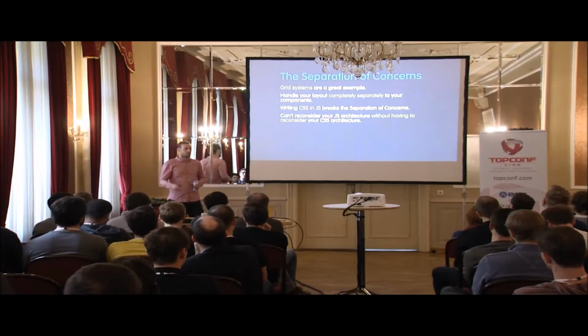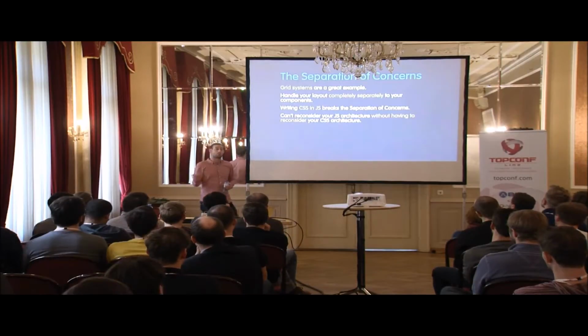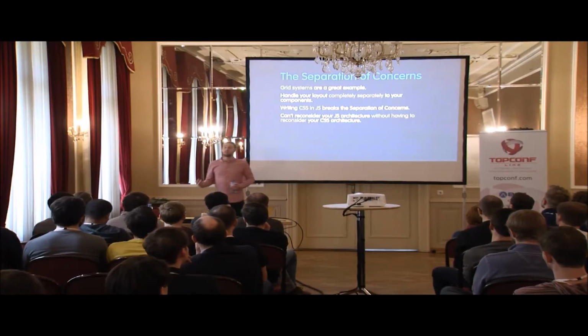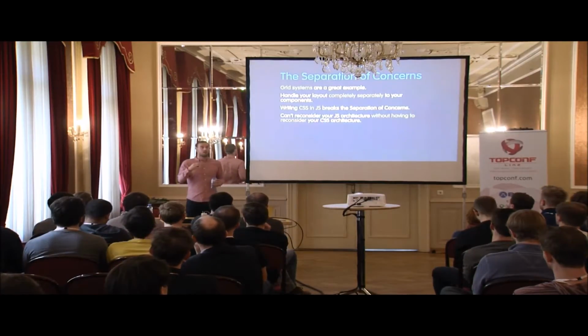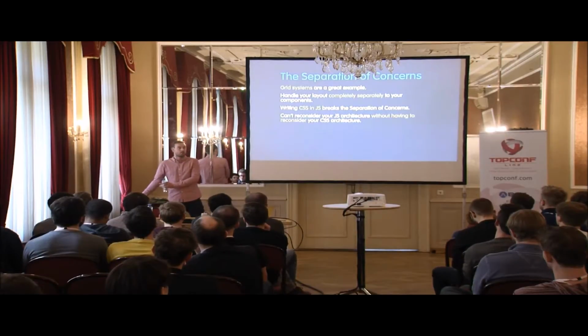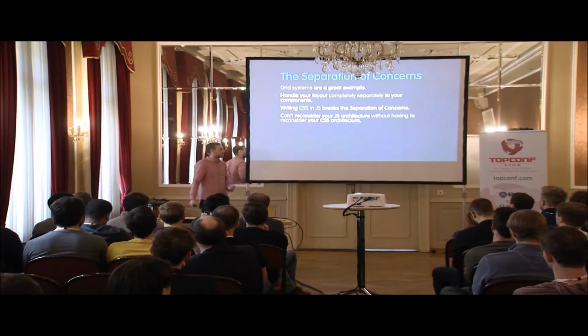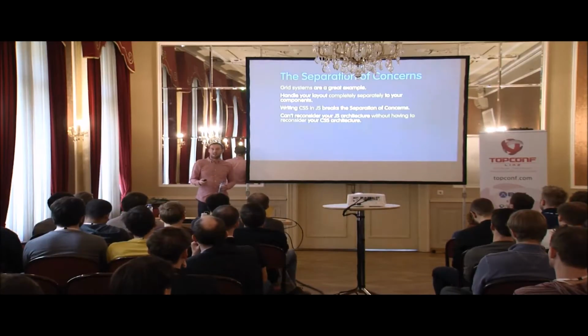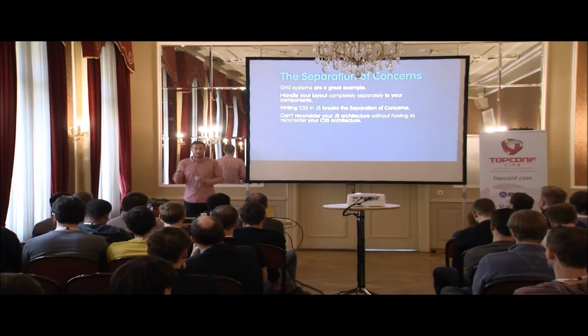Quite a hot topic at the moment is writing CSS in JS. That actually breaks the separation of concerns. The reason we invented CSS is to get it out of our HTML, and now people are moving it back into JavaScript. It's like we don't learn our lesson. We don't want to change our JavaScript architecture and then have to change our CSS architecture as well. We should keep them as separate as possible.